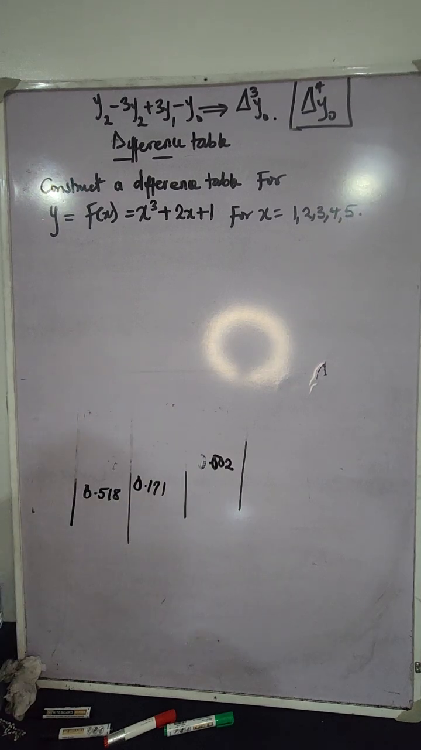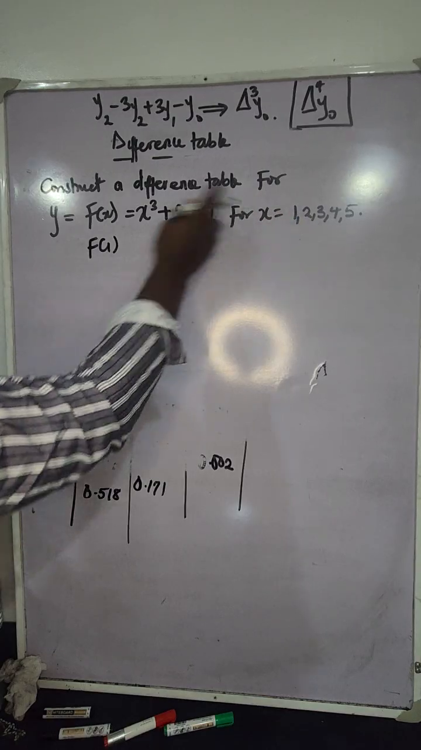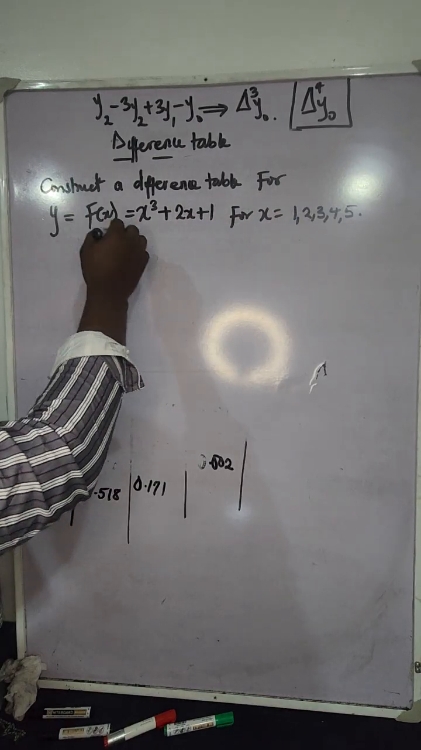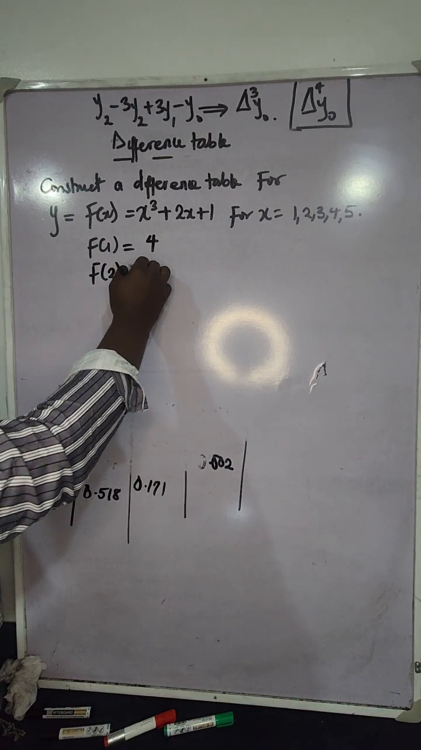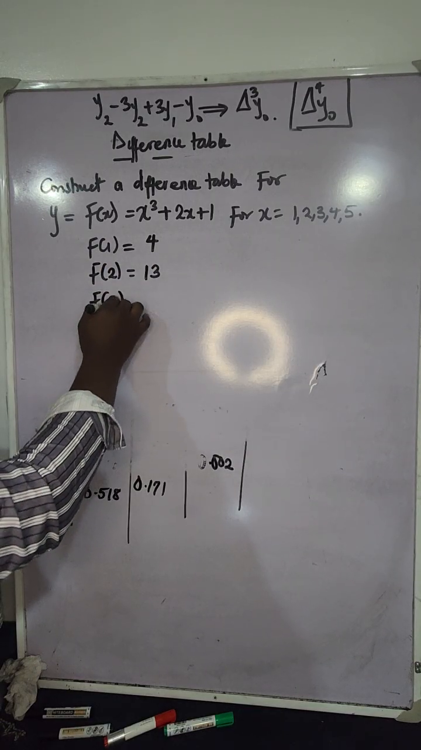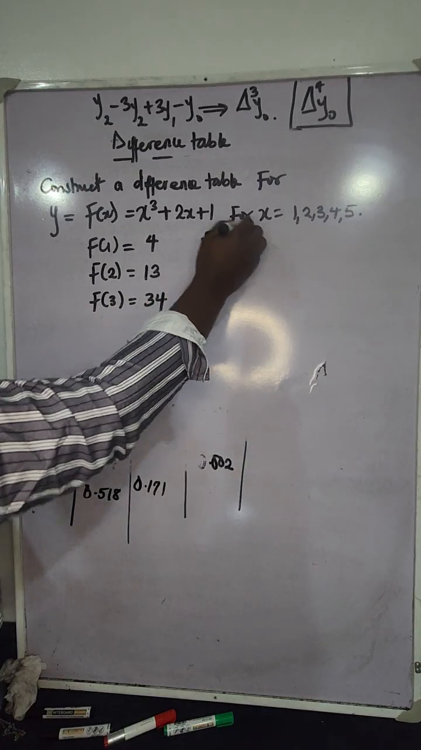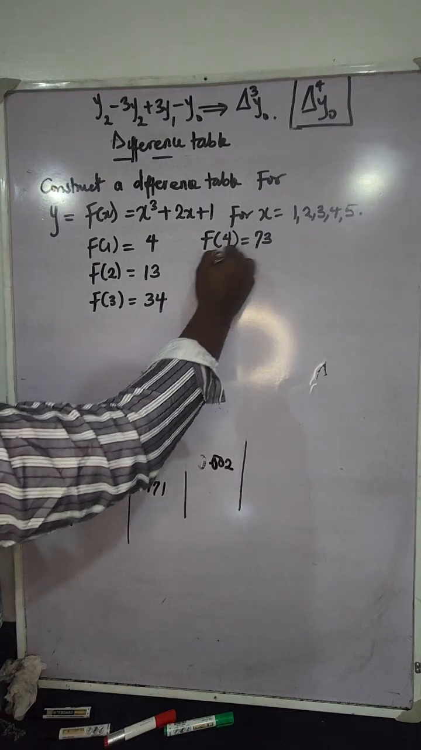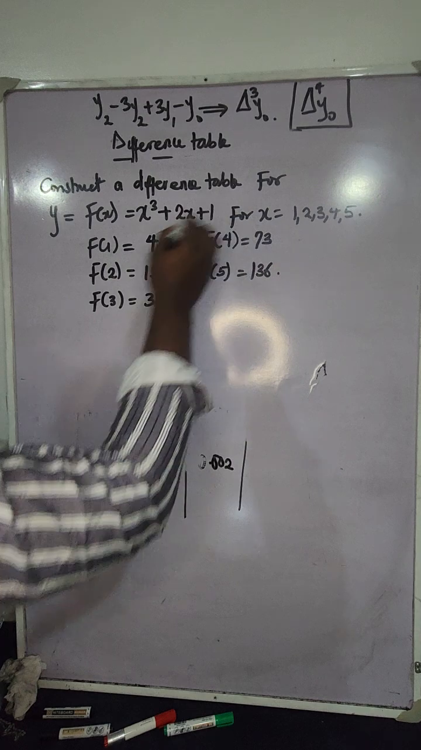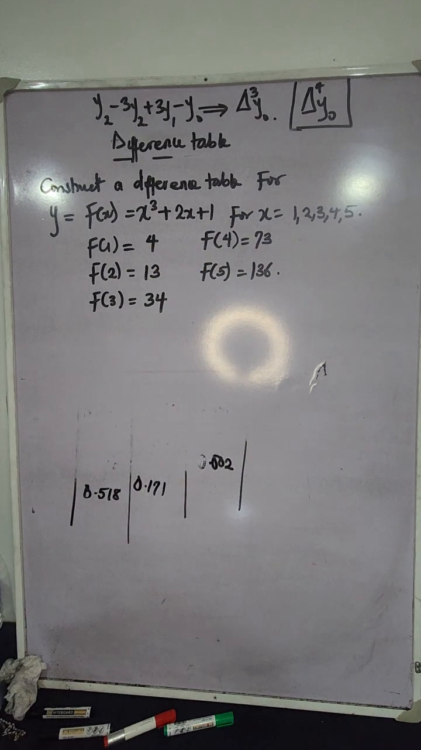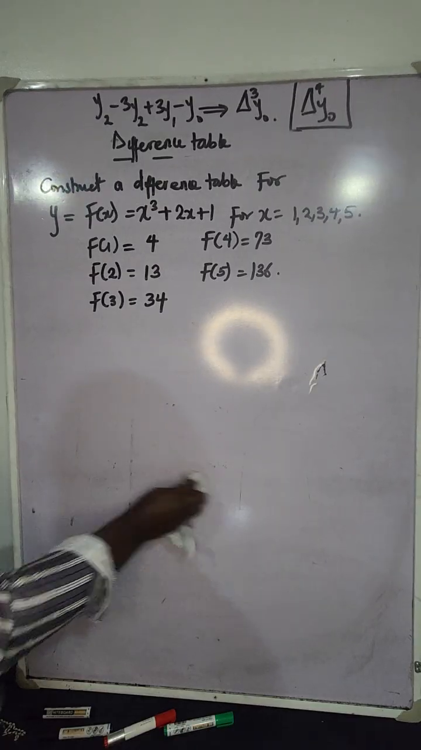We said, what will be f of 1? F of 1, that means slotting 1 into this function. F of 1 will be 4. F of 2 will be 13. F of 3 will be 34. F of 4 will be 73. F of 5 will be 136. Did you see that? And so it is easy for us to construct a forward difference table when we have this data.